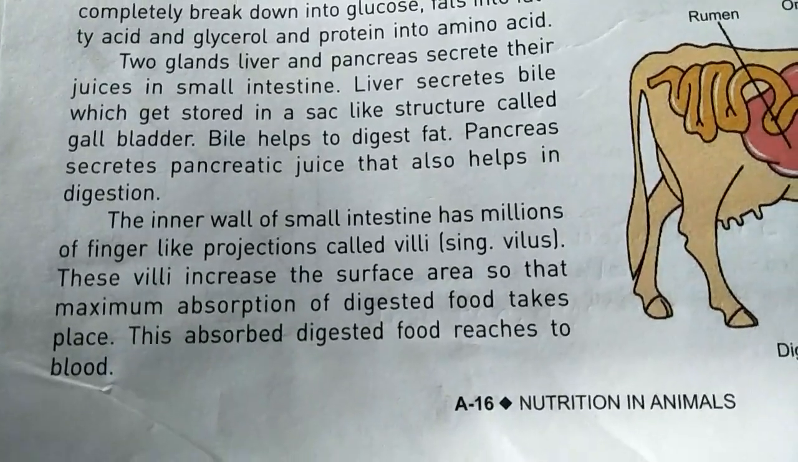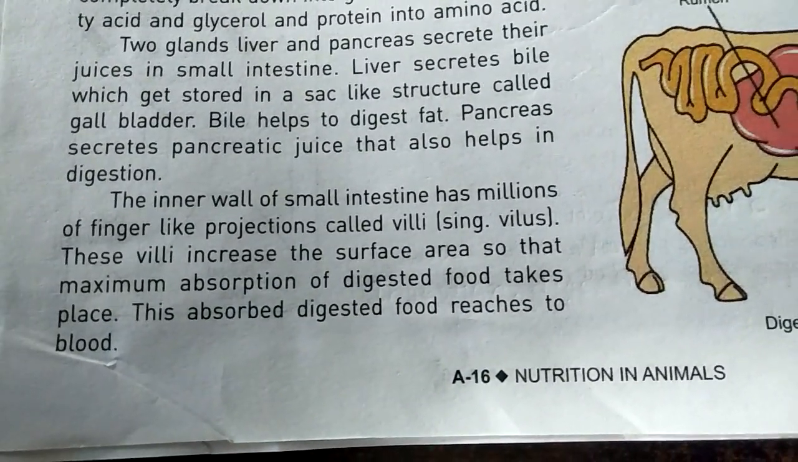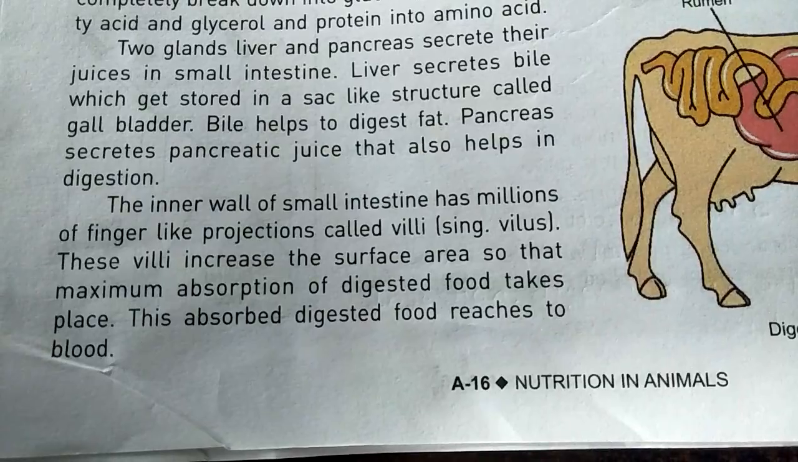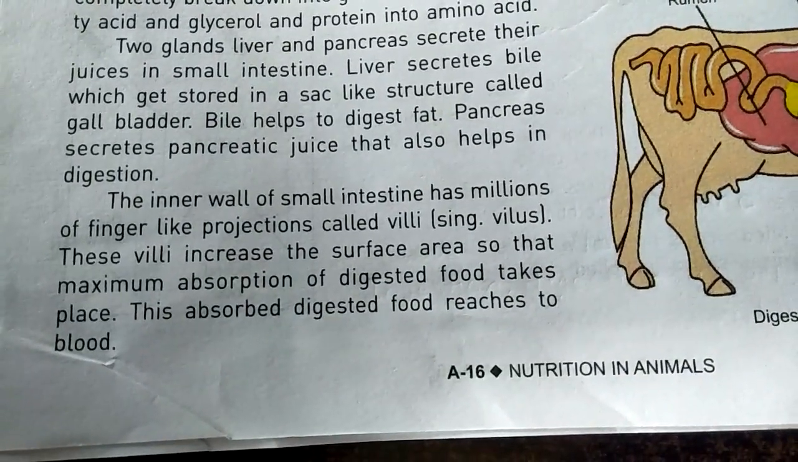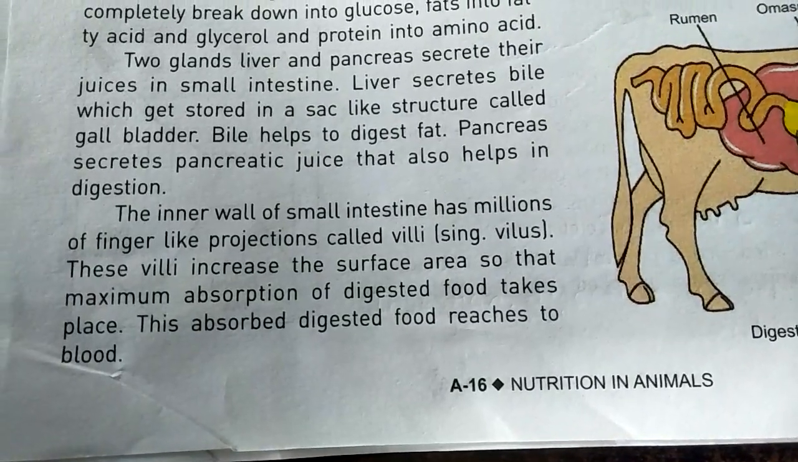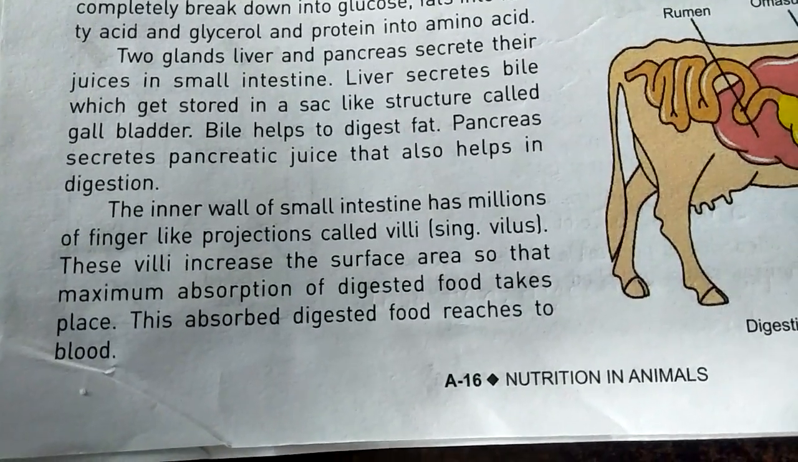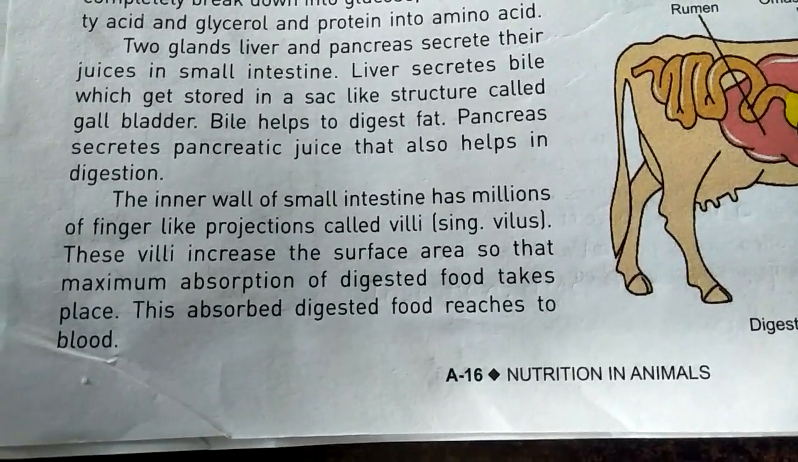Pancreas secretes pancreatic juice that also helps in digestion. So these are the two glands. One is the liver, which secretes bile juice. The next is the pancreas, which secretes pancreatic juice that also helps in digestion.